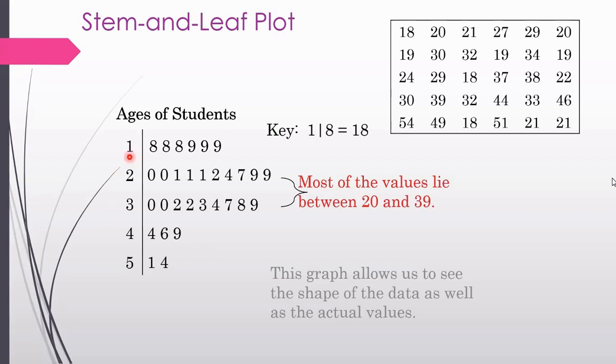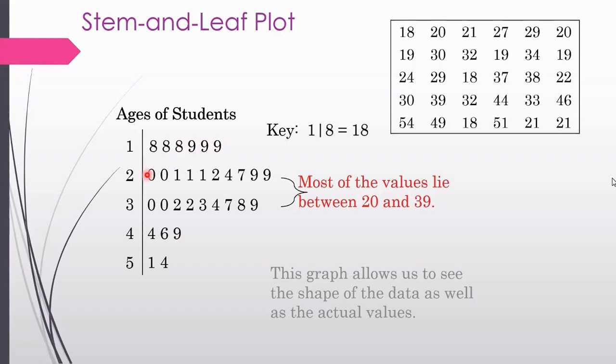The first group is 10 to 19. The second group is 20 to 29. The third group is 30 to 39. The fourth group is 40 to 49. And the fifth group will be 50 to 59. Then in the first class, how many observations are there? 1, 2, 3, 4, 5, 6 observations.